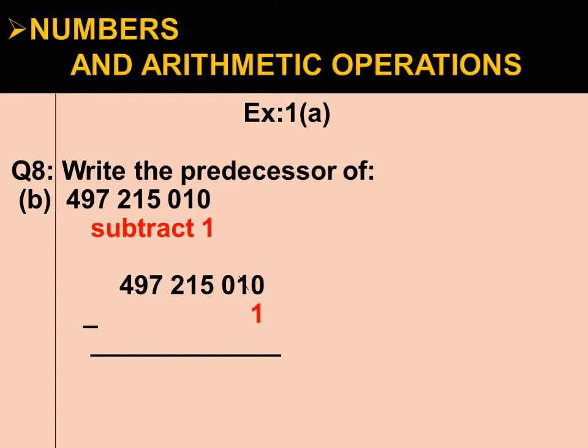So what will we do? We will borrow from the next digit. Our next digit is 1 at 10th place, and when we borrow 1 from the 10th digit, the digit at our 10th place becomes 0, and at 1's place 0 becomes 10. Okay, now at this stage it is very easy for us to subtract 1 from 10. After subtraction, we will get this answer, which is the predecessor of given number.